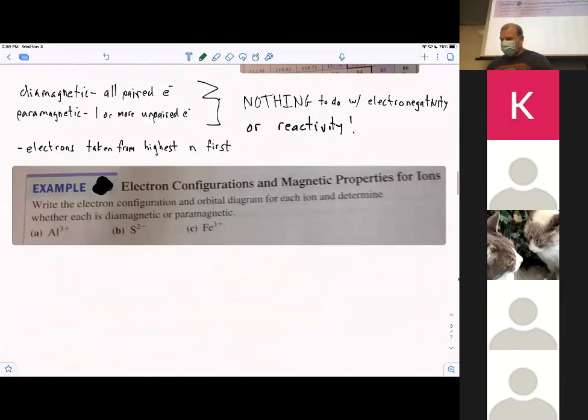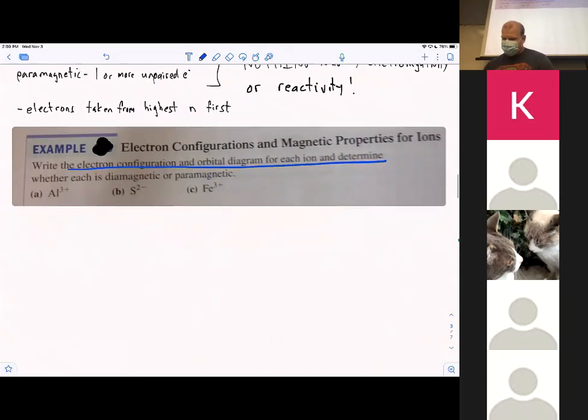Something else I'll talk about. Diamagnetic versus paramagnetic. Diamagnetic means all electrons are paired, and paramagnetic means one or more unpaired electrons. We haven't talked about electronegativity yet, but this has nothing to do with reactivity or electronegativity. This only has to do with the magnetic properties of atoms. Also, electrons are taken from the highest principal quantum number n.